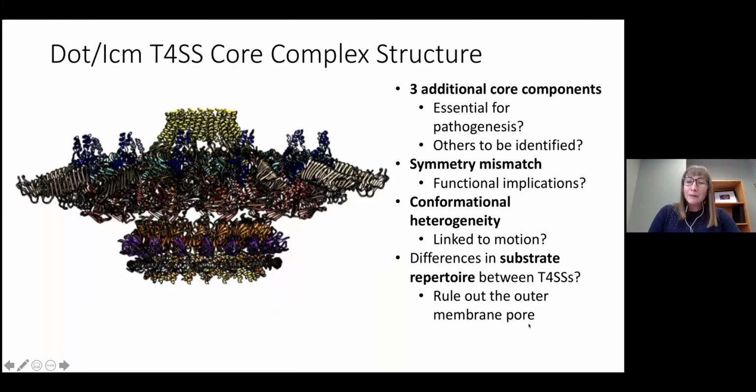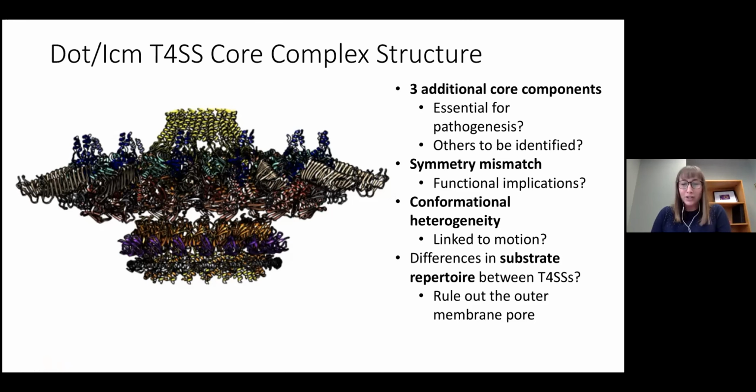And then something to maybe emphasize a little bit more is the difference in substrate repertoire between these type 4 secretion systems. So Mel told us about how the CAG system has this one substrate protein, CAG A. The Legionella system is thought to have as many as 300. So I'm really curious to know why they work so differently.